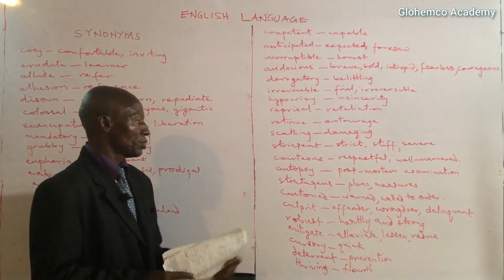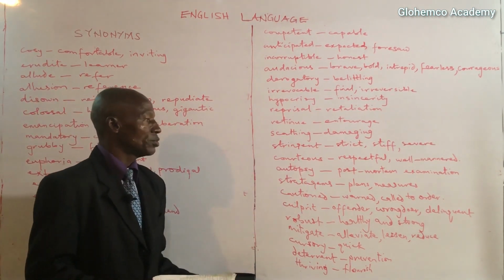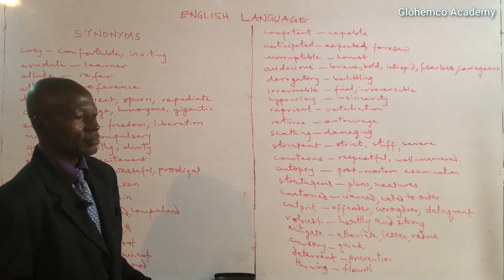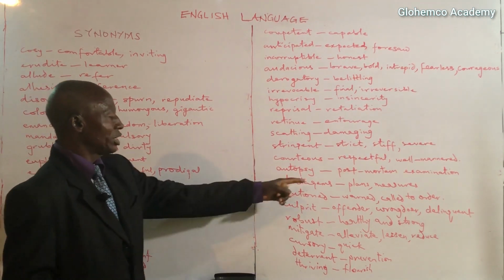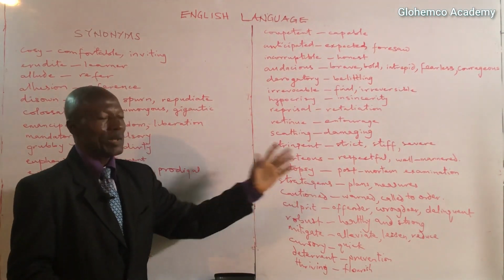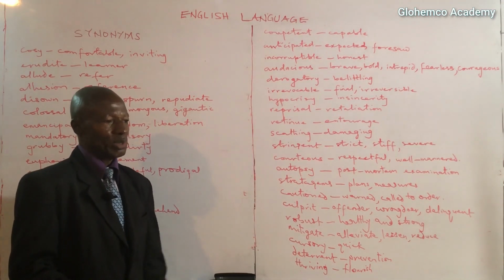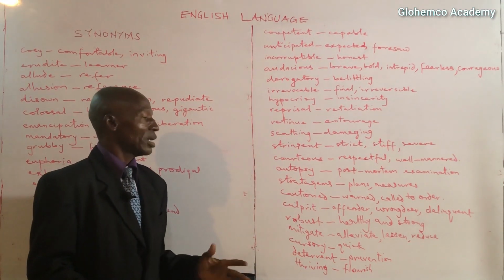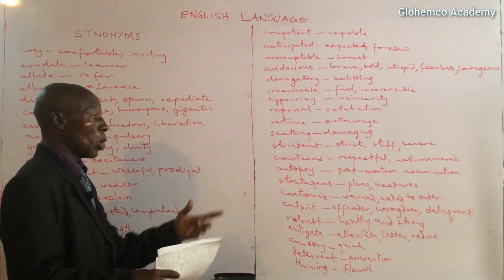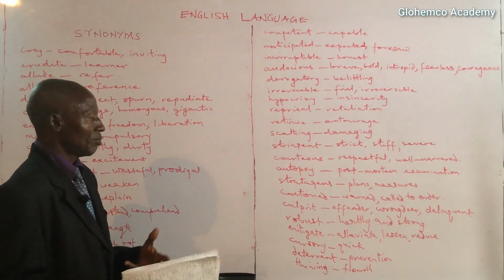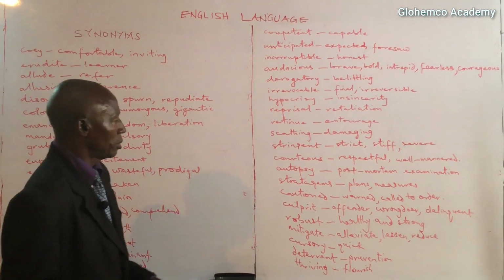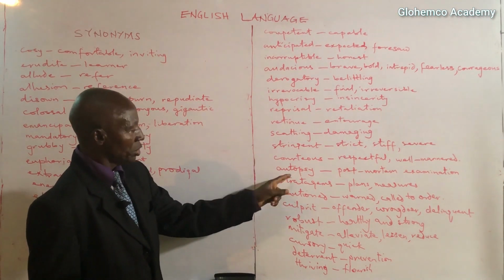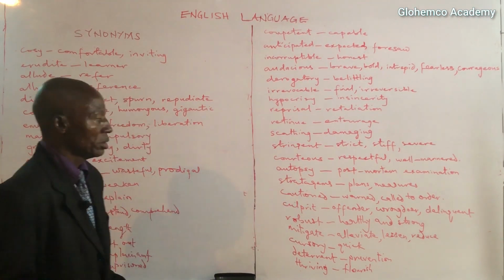Then we have cautious. Cautious, respectful, well-mannered. Then stratagems, meaning plans or measures. Maybe you want to attack people. Now you have to get your own stratagems, plans or measures. I've left one untouched. Now this autopsy.